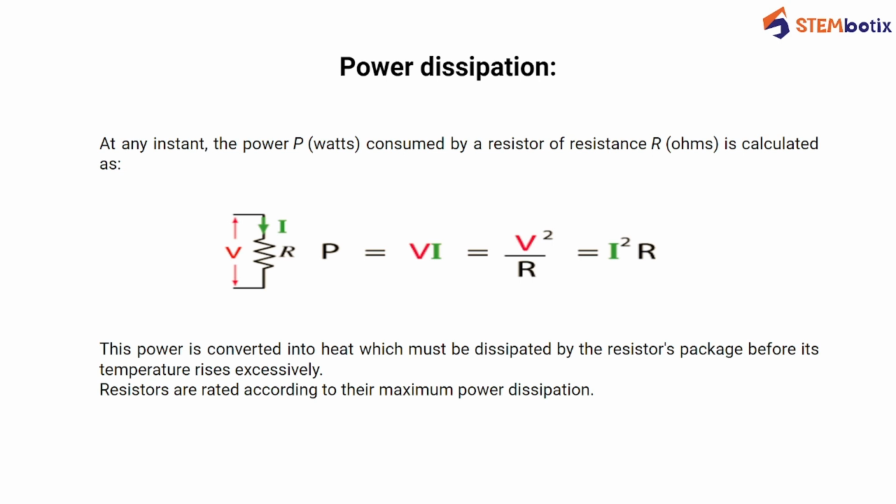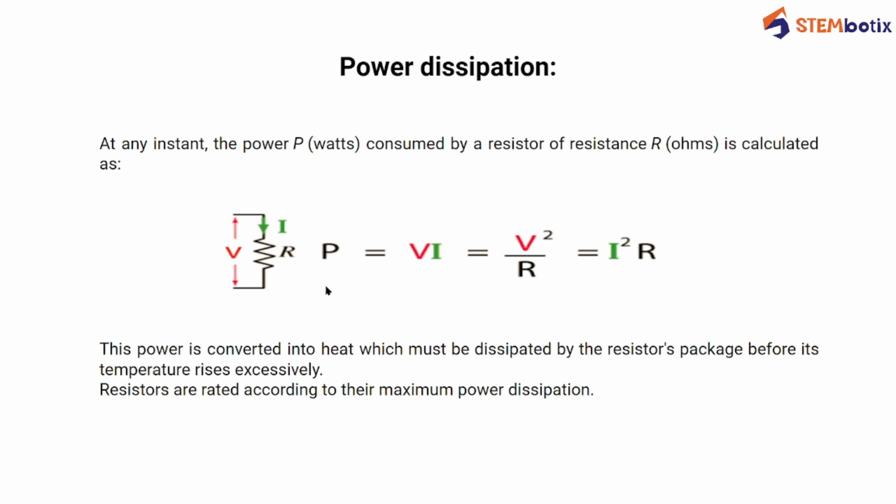At any instant, the power P consumed by a resistor of a resistance R ohms is calculated as follows. We have the formula of power, which is V into I. Power P is equal to V into I. And also we know that I is equal to V by R, right? From Ohm's law, V is equal to IR. Hence, we are putting the value of I as V by R. Hence, we will have power P equal to V square divided by R, and also we have I square R if we put the value of V equal to IR over here. So we will have two equations, P is equal to V square by R or P is equal to I square R.